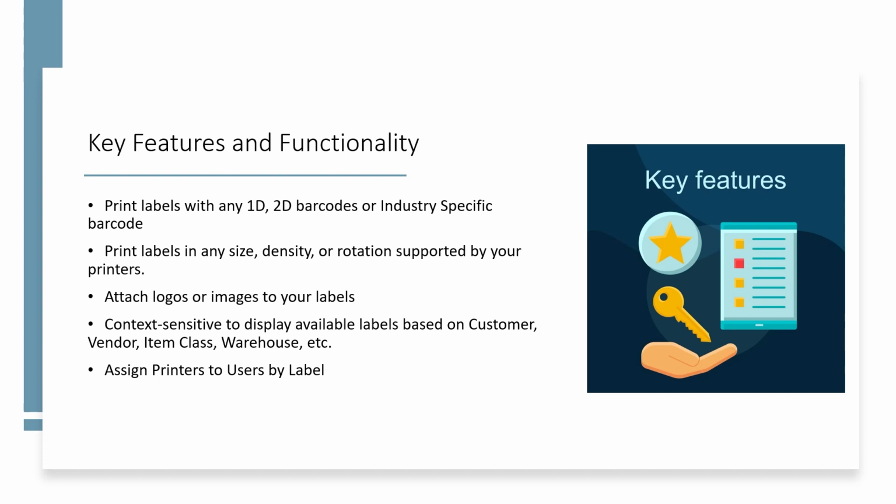You can also have a context-sensitive label to display available labels based on different criteria such as customer, vendor, item class, warehouse, etc. So imagine that you have two shipments, one to Costco and one to Walmart. Well, you can hide your Walmart shipment labels and prioritize the Costco shipment labels. This way there's no mix-ups between the labels when they are printed. You can even assign printers to users by label.